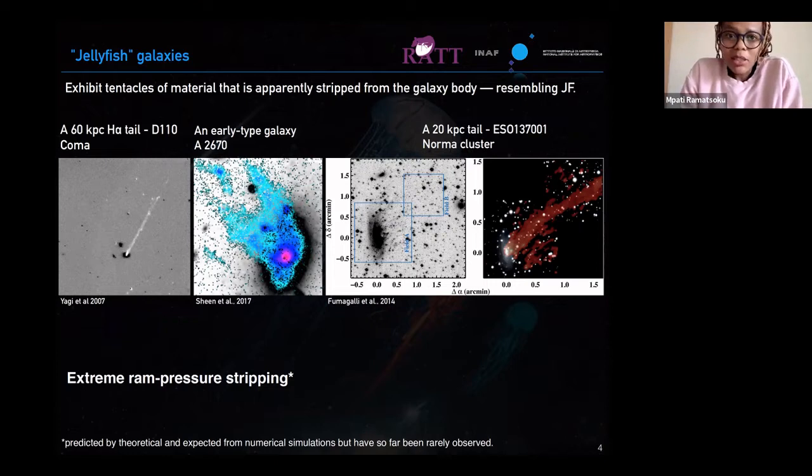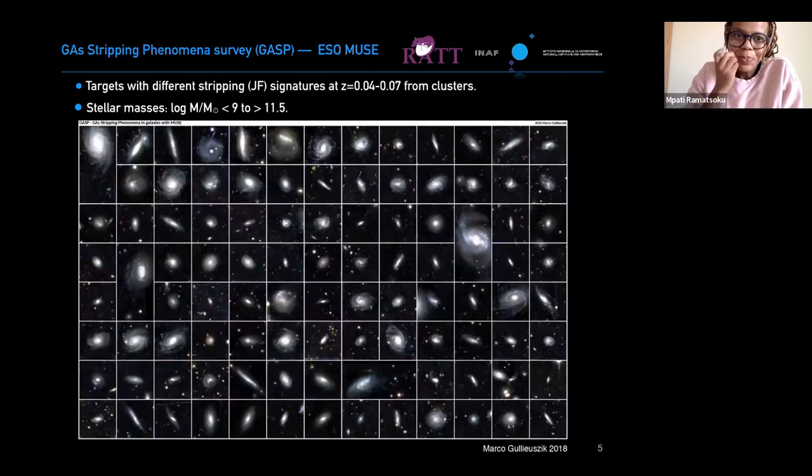And so up until a few years ago, there really had been very few of these galaxies observed in nature, if you will. And this is why a project was started. The project is called the Gas Stripping Phenomena Survey, which was conducted with MUSE. The aim of the project was to try and find as many of these jellyfish or long-tailed galaxies as could be found in nearby galaxy clusters, so we can study them in detail.